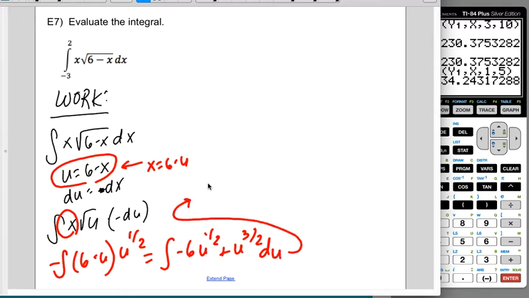I seem to get that this is a negative 6. This will be a u to the 3/2 times a 2/3, which we'll deal with in a sec, right? Plus, this will be a u to the 5/2. That's not an x, my bad.